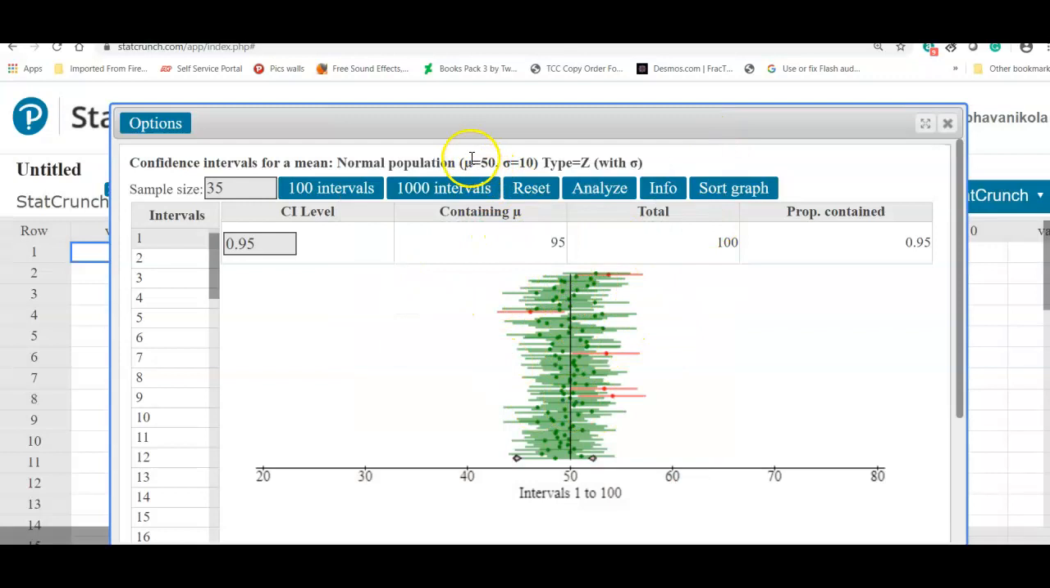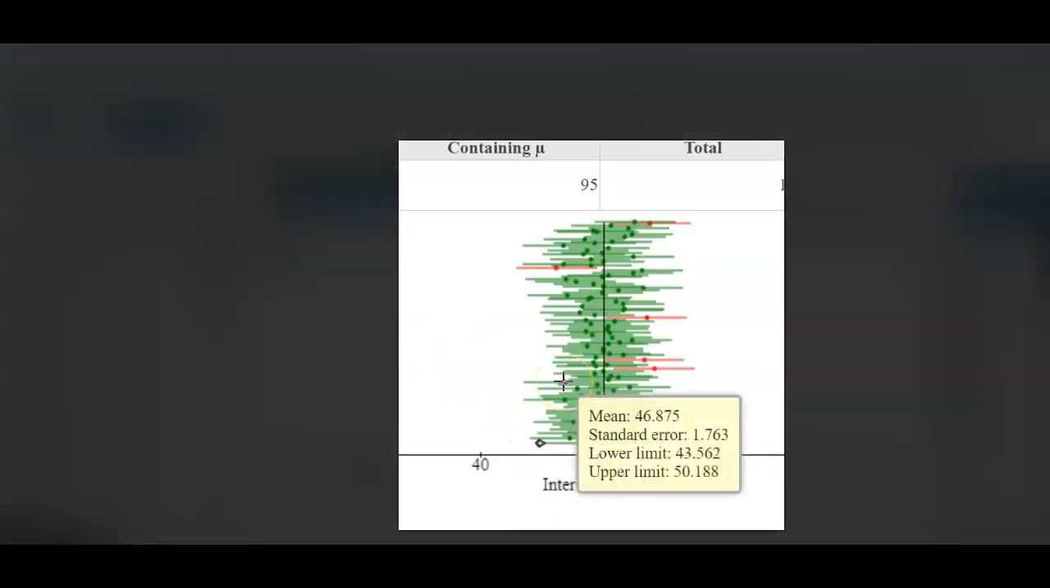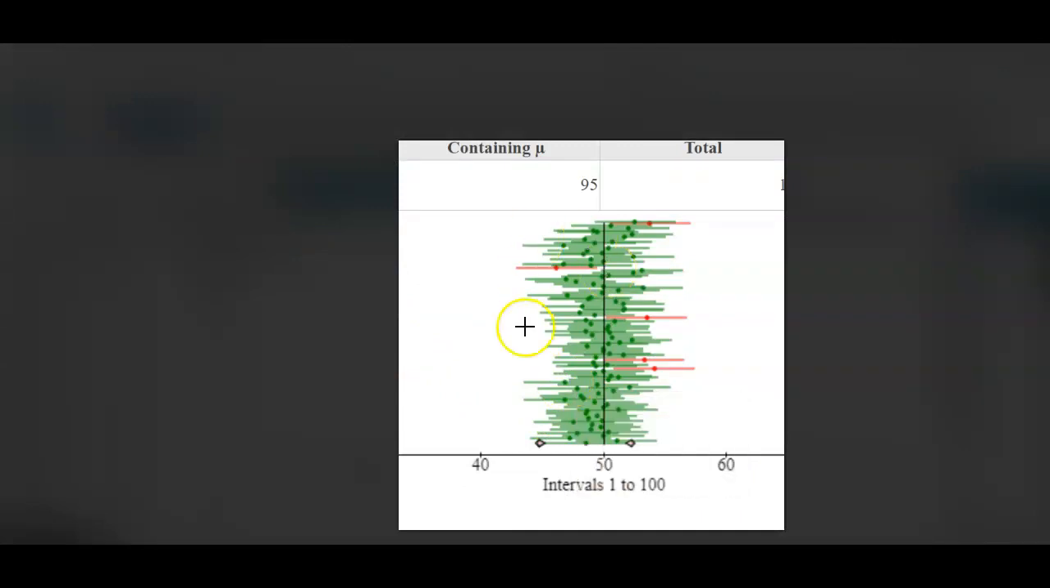Remember what I told you? I said the population mean is 50, the standard deviation is 10, and I am 95% confident. So what exactly does this mean? Every sample that I take, I will have a lower limit and an upper limit. Do you see that? That's the margin. So lower limit and upper limit.